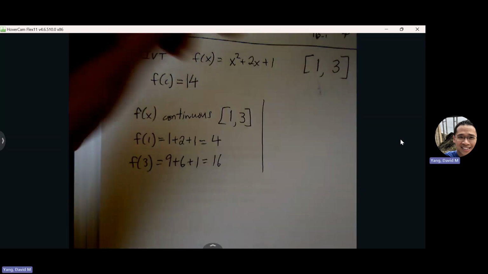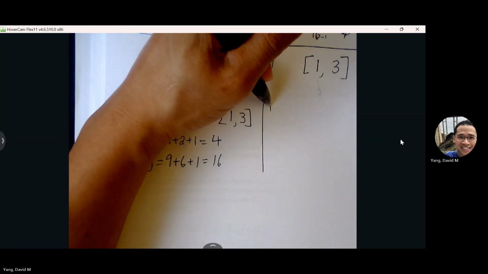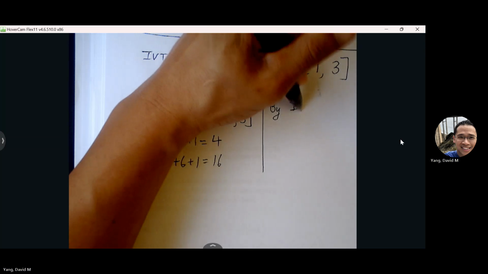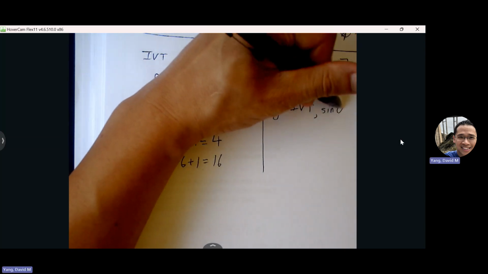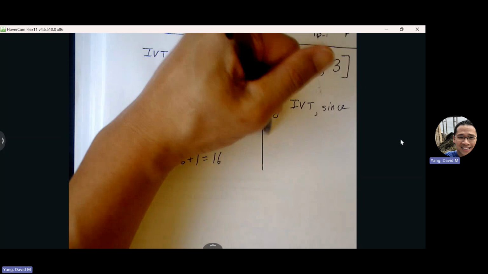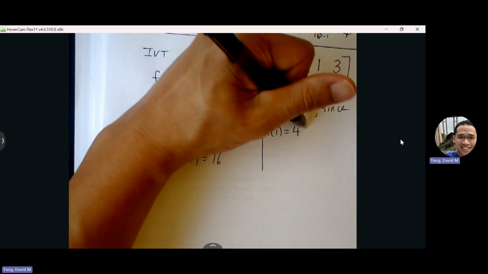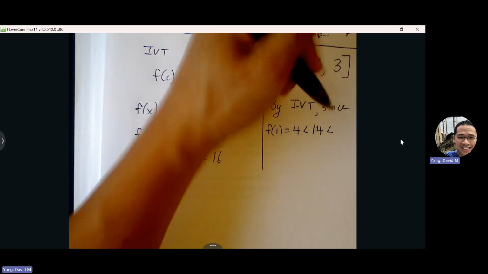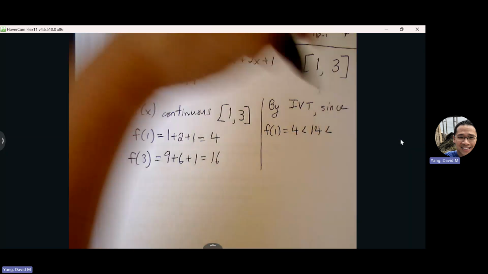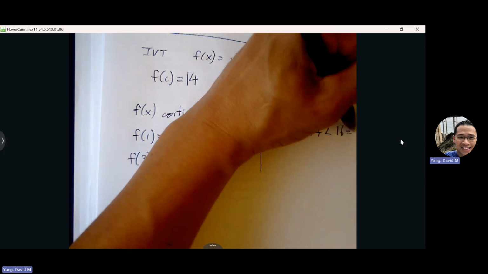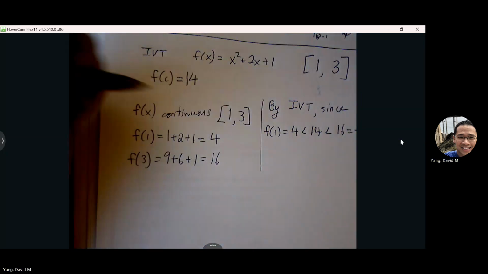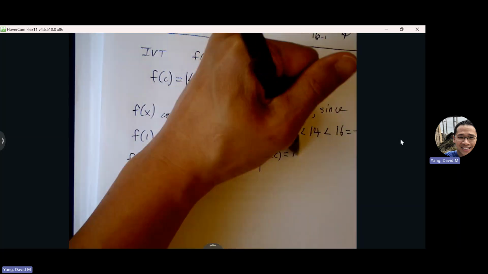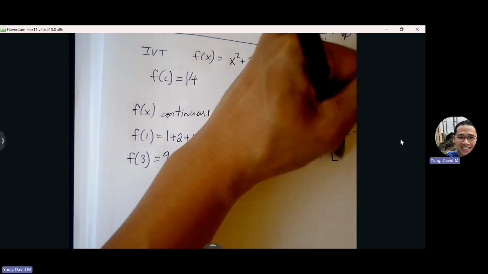So this is what we can say. We can say IVT, since f of 1 is equal to 4, and 4 is less than our target of 14, and 14 is between 4 and 16, and 16 is coming from f of 3, we can guarantee that f of c is equal to 14 somewhere on the interval from 1 to 3.